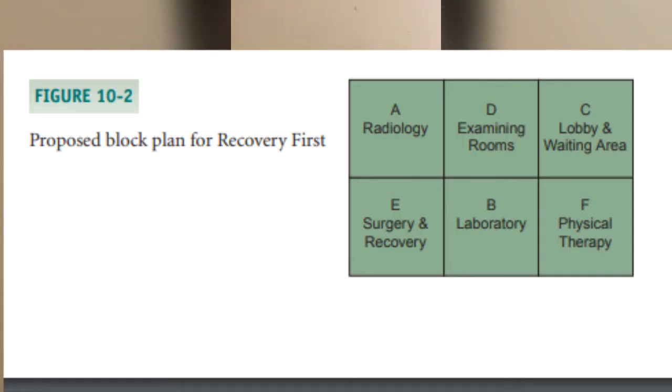In applying the illustration, Department A or radiology is located in the upper part of the block plan, and on the right side is Department B, which is examining rooms, and in the right upper part is Department C or the lobby and waiting area. In the bottom left side is Department E or surgery and recovery, and the middle part is Department D or laboratory, and in the right side lower part is Department F, the physical therapy.